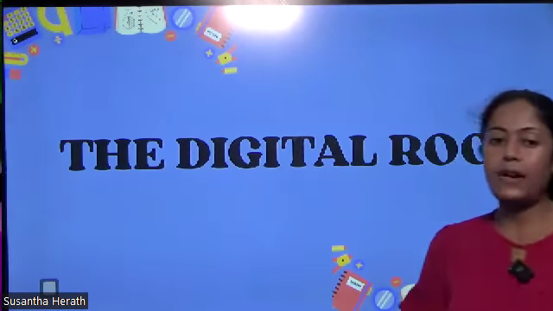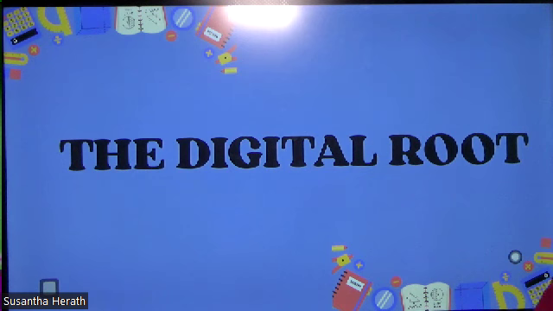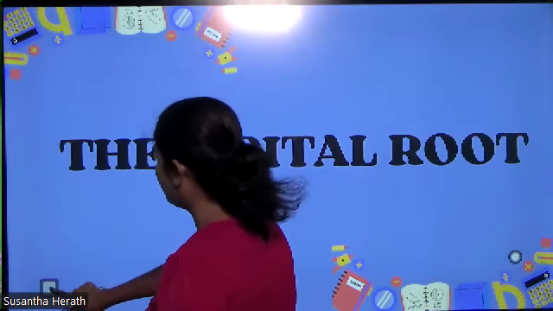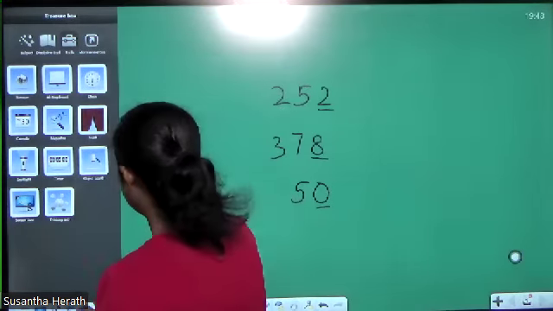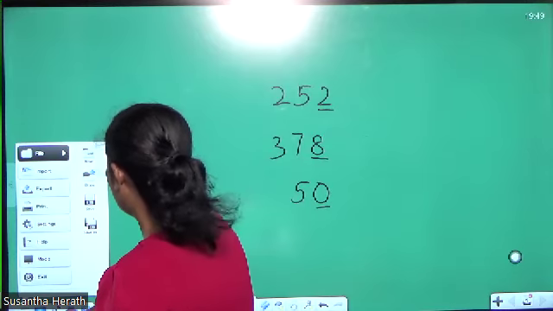Now we are going to learn what the digital root is. Have you heard it before? No. We'll see what the digital root is. Write down the heading. Then I'll explain.